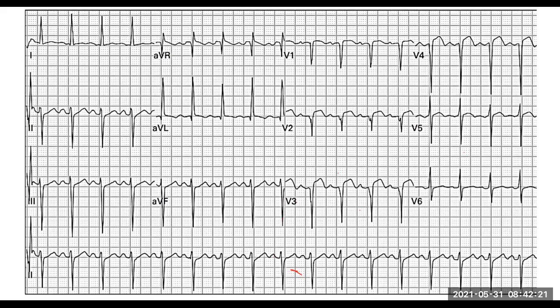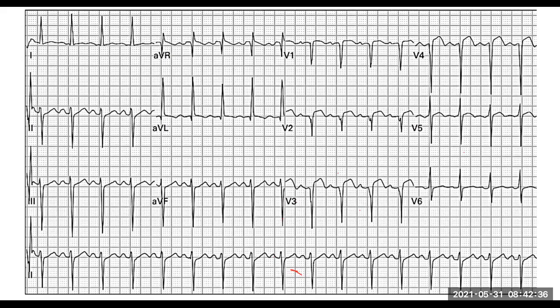Because if my enzymes come back as completely normal, it doesn't mean nothing's happened. The patient still needs enzymes later on. But what if my CRP is through the roof? My white cell count is through the roof, then I know this is a pericarditis. So this is how you have to think about it, all right?